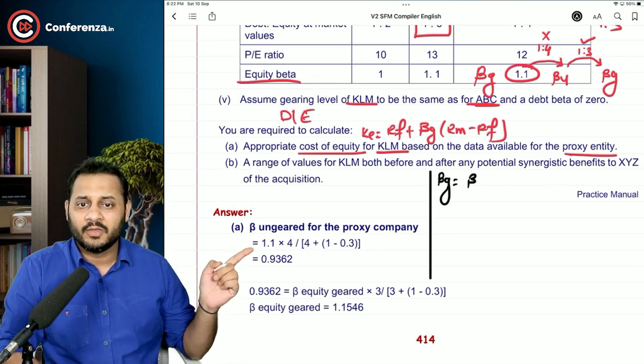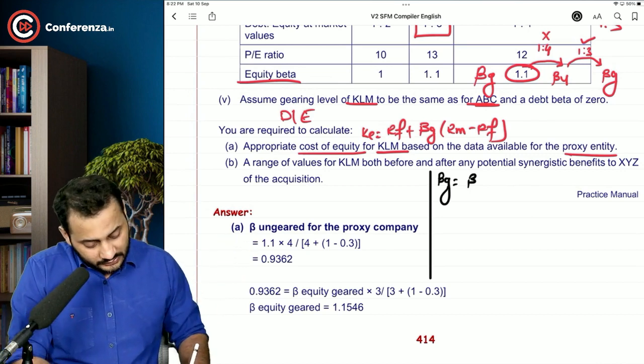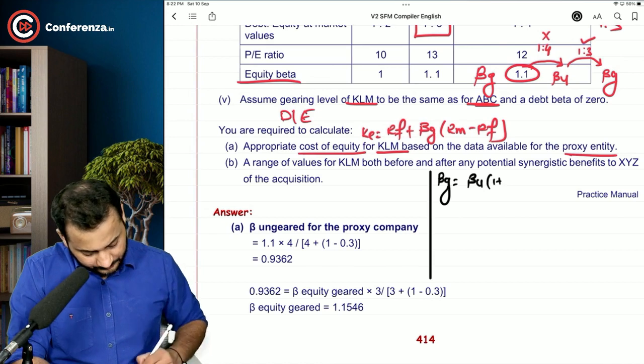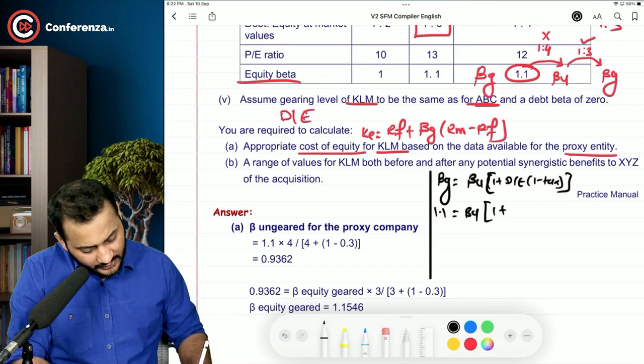Like here, they have started directly with the answer. Never do that. Geared beta equals ungeared beta times (1 plus debt/equity times (1 minus tax)). So geared beta is 1.1. Ungeared beta we have to calculate. We have to remove the 1:4 debt equity ratio, with tax at 30%.